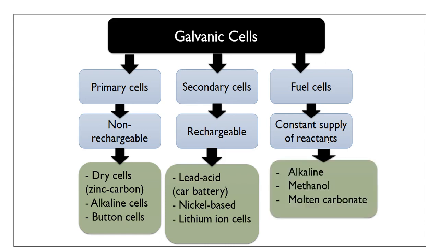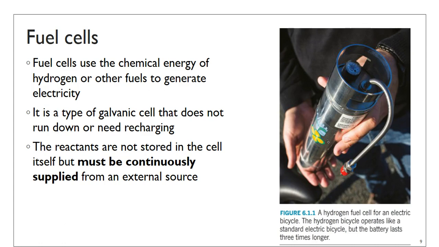Okay, so I'm going to talk about what a fuel cell is. I'm just going to very quickly read through this, and if you need to write anything down, you can definitely just pause the video. So the definition of a fuel cell is a type of galvanic cell, first of all, and it uses chemical energy. The fuels can be hydrogen or other fuels to generate electricity.